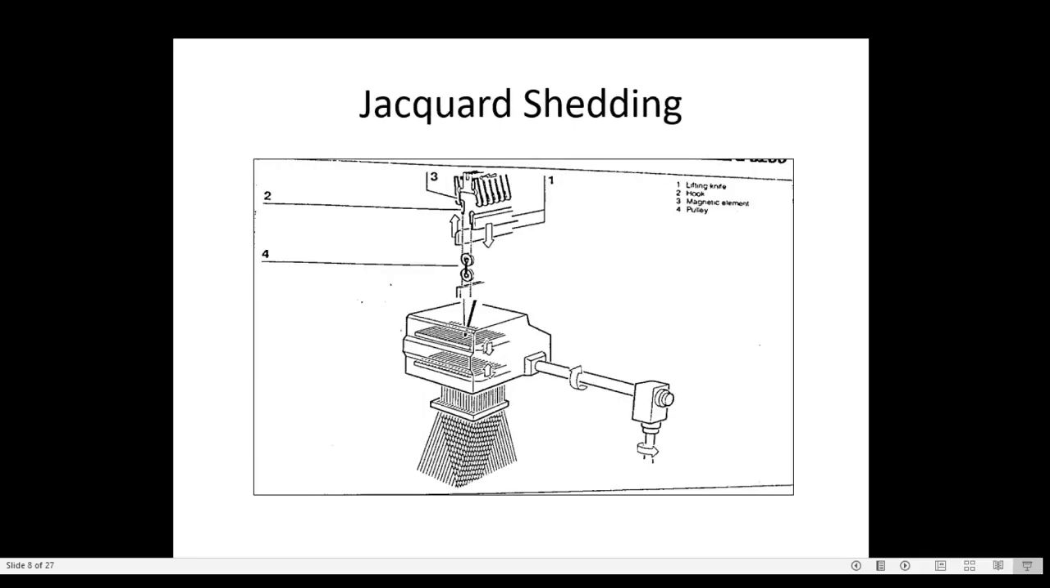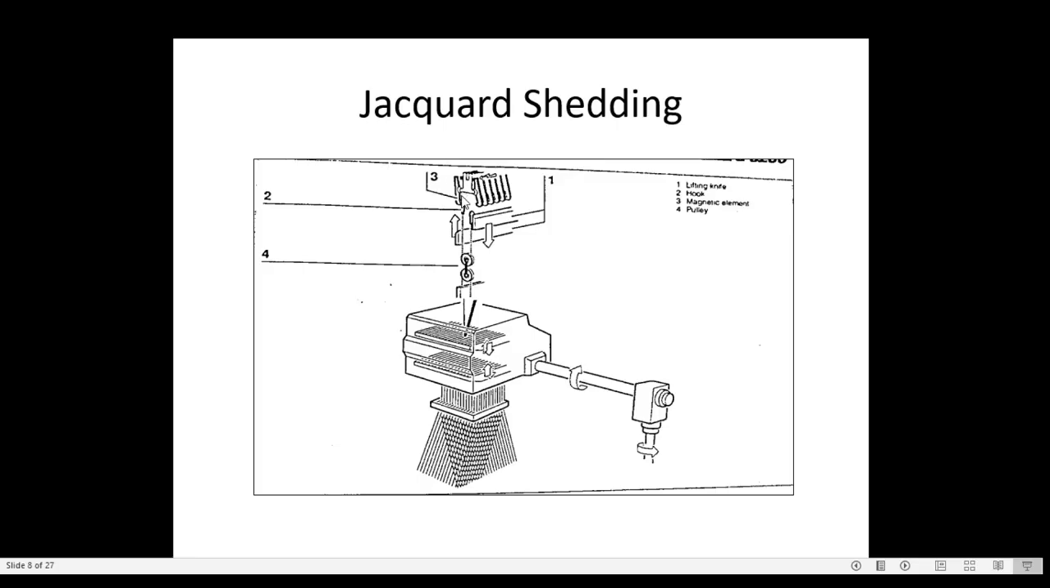So here high speed jacquard shedding we can see. This is not mechanical jacquard, this is electronic jacquard. Here the lifting hooks are there, 1 and 2 hooks are there. These are the knives, upward knife, downward knife, upward knife, downward knife. This is the pulley. These are the hooks.